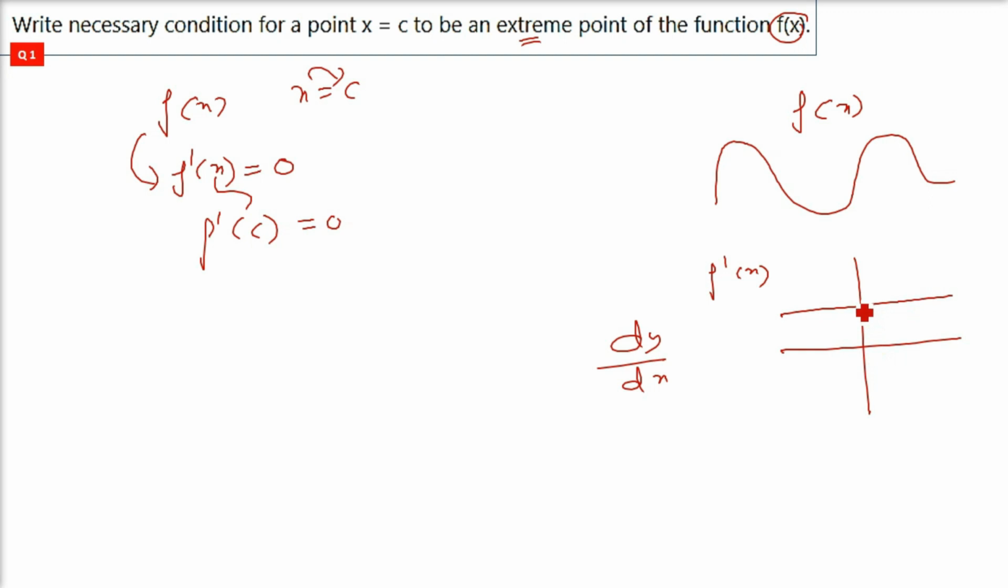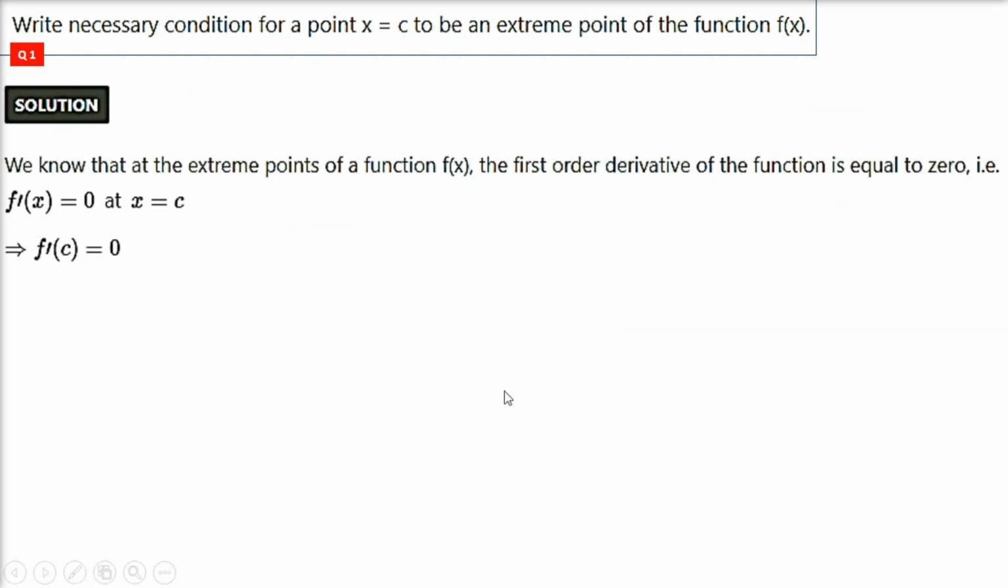So the line which is parallel to the x-axis is the line having dy by dx equals 0, that is, m or tan theta equals 0. So this is the line which you need to write.